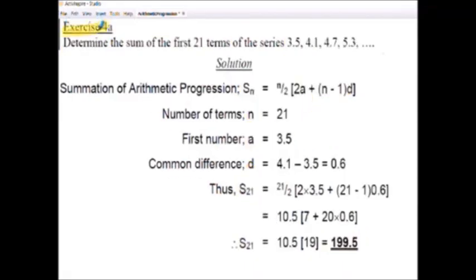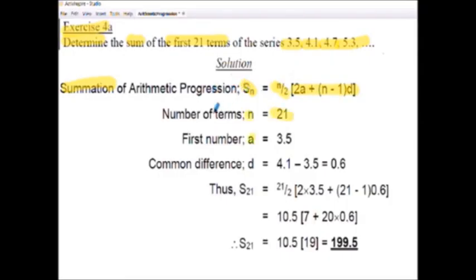Exercise 4a here, we're asked to determine the sum of the first 21 terms in the series 3.5, 4.1, 4.7, 5.3. Common difference there is actually 0.6. Now we're asked to summate here, so we must pick up the right equation. That's the Sn equation. The Sn equals n divided by 2, 2a plus n minus 1 times by d in the brackets. In this case we're asked to sum the first 21 terms, so n is 21.